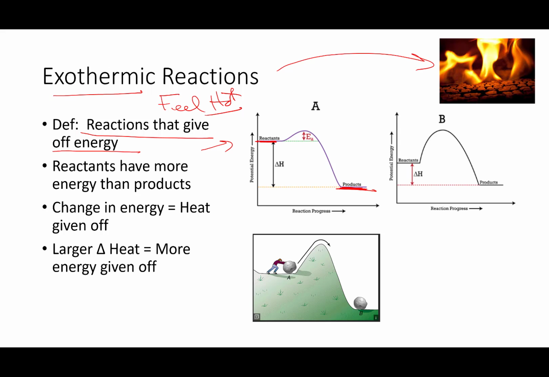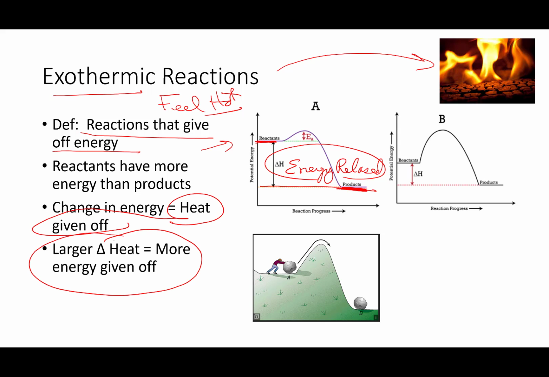So if we calculate the energy of the reactants and the energy of the products, there is always energy that is released. And this energy that is released comes out in the form of heat that is given off. The larger that change in heat, the more heat and the more energy is given off. This has a smaller change in energy, and this is going to be a lower amount of heat that is given off by reaction B in this illustration.